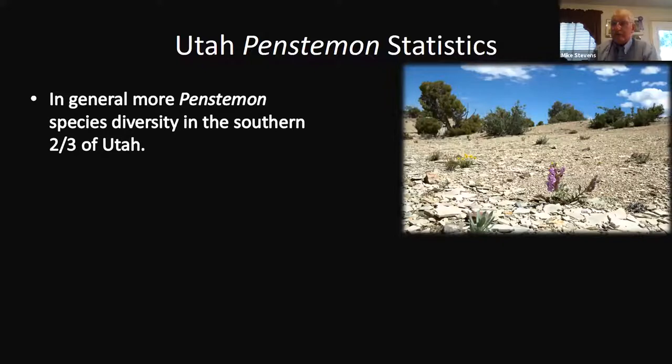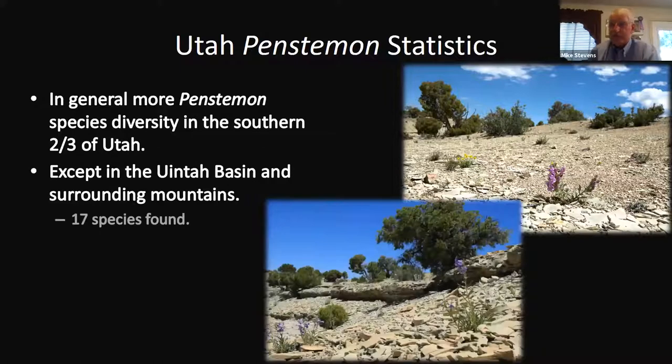In general, there are more Penstemon species in the southeastern or southern half of the state, down where you guys are at, Kanab and that region. You get the southern two-thirds of the state, and the vast number of varieties or species are down there. However, one exception to that is the Uinta Basin.